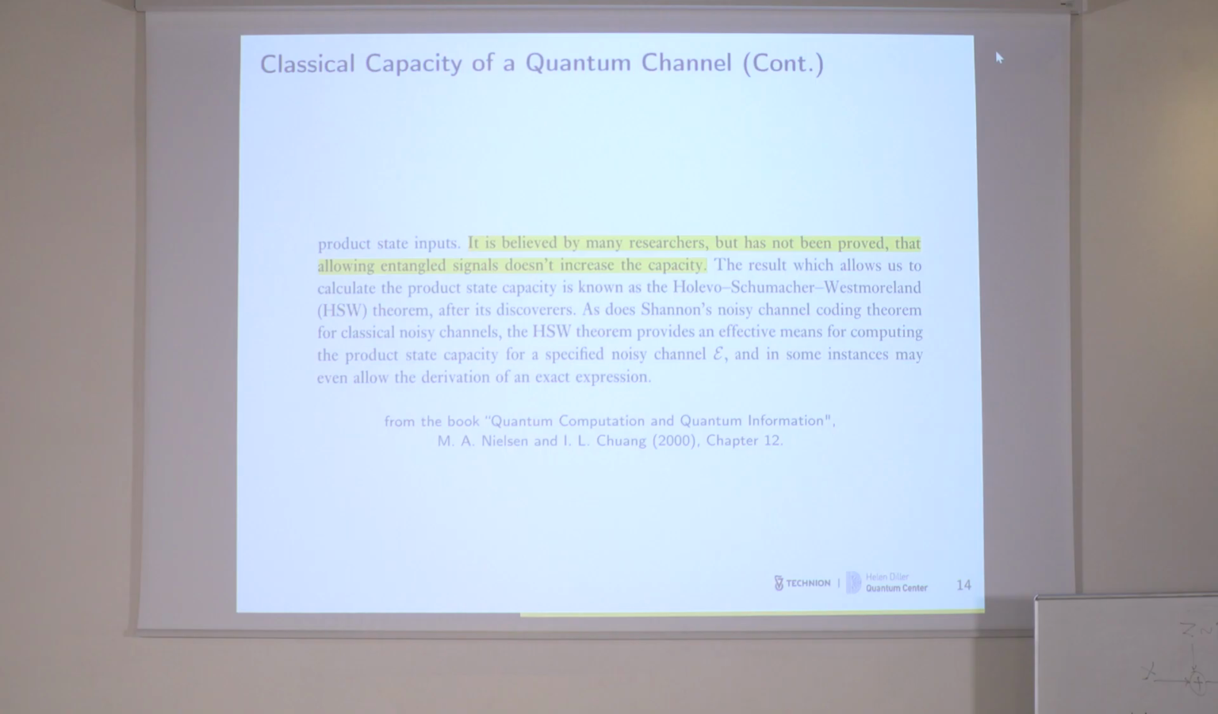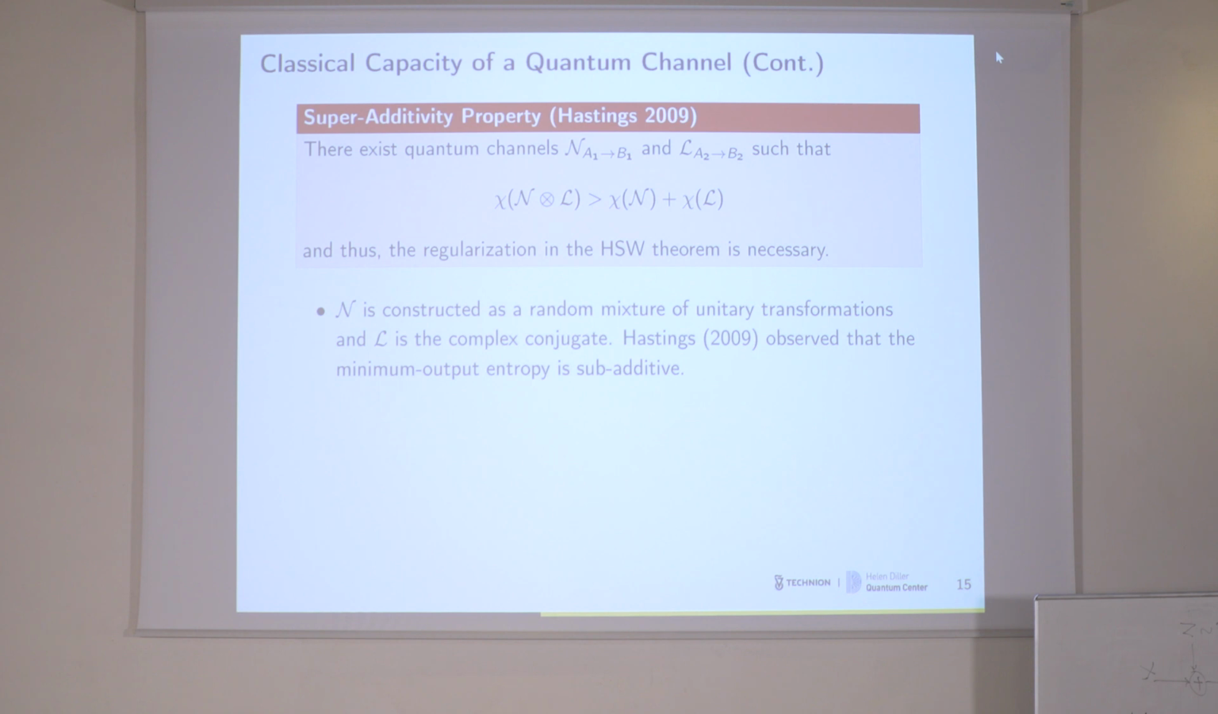One of the most popular, or maybe I should say the most popular book on quantum computing is the book by Nielsen and Chuang. This is what they say. It is believed by many researchers, but has not been proved, that allowing entangled states signals doesn't increase the capacity. Okay, they wrote this in 2000. Today, we know that this is not the case.